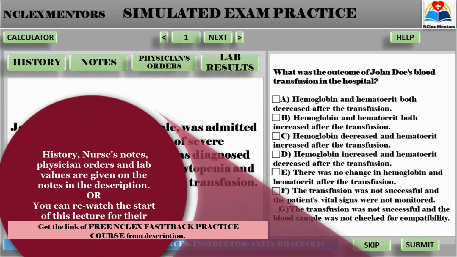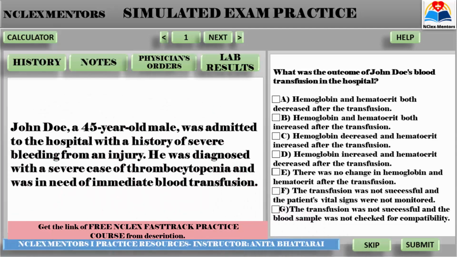Based on the same case study, let's see the second question. What was the outcome of John Doe's blood transfusion in the hospital? A. Hemoglobin and hematocrit both decreased after the transfusion. B. Hemoglobin and hematocrit both increased after the transfusion.